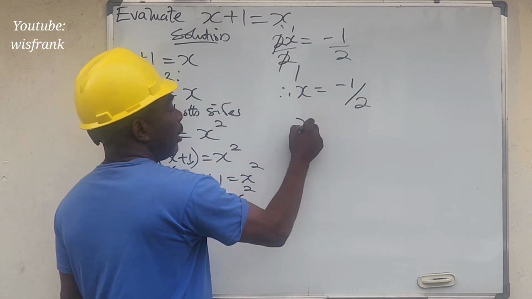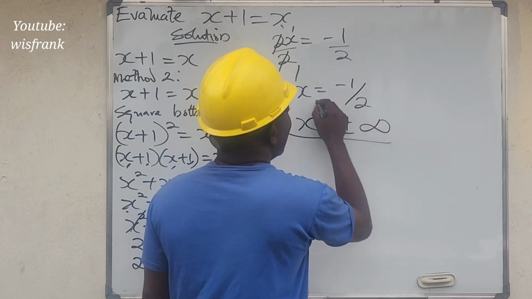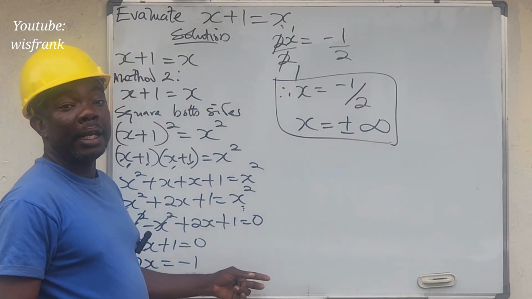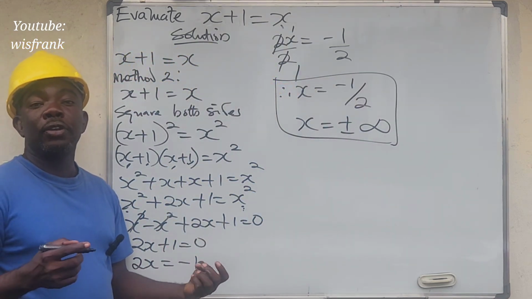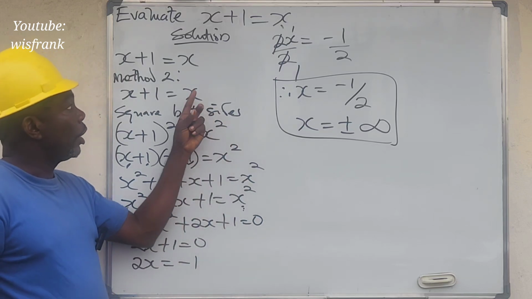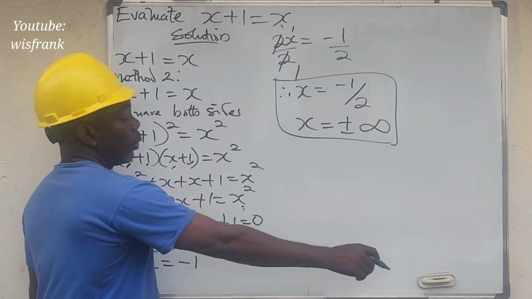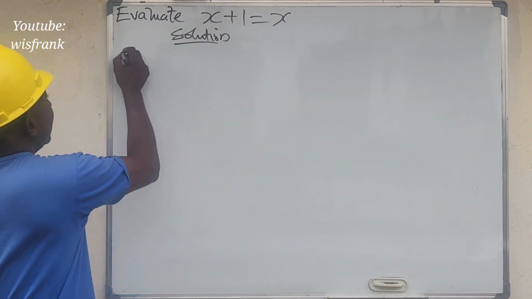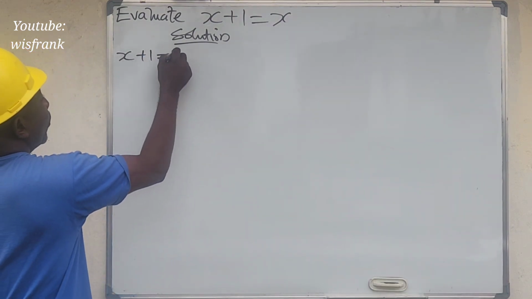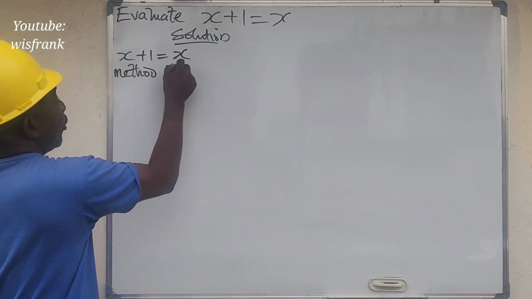We still recall that the first value of x was plus or minus infinity. So these are the two values of x that we have for now. And let us see, because we say we are going to use 3 methods to see whether our value of x equals to what we have here. So method 3. Before we go there, we need to clean this. So we have here x plus 1 equals to x.